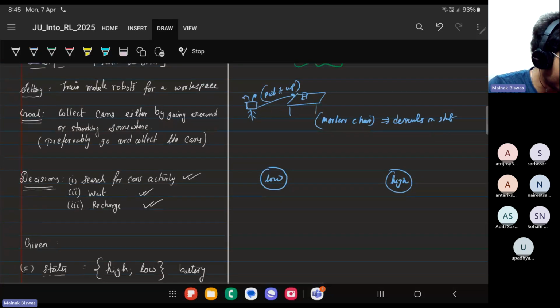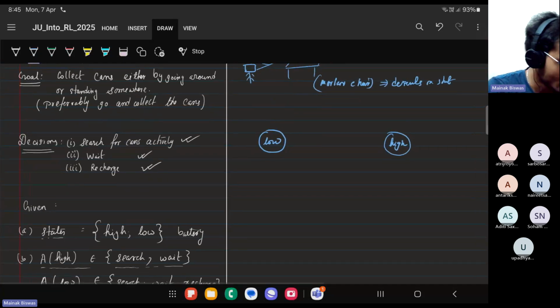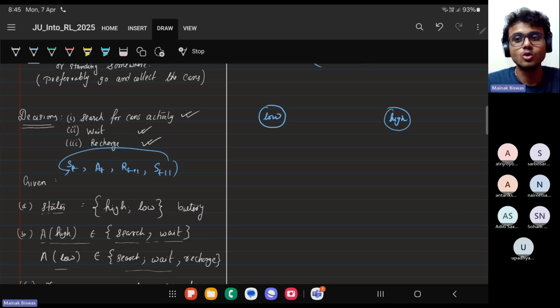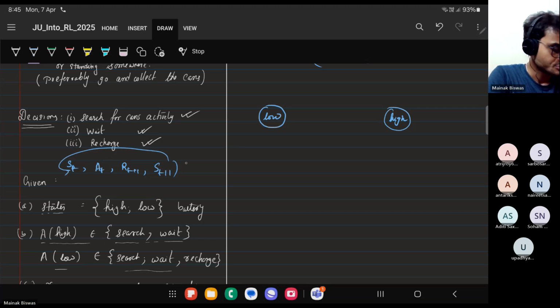So now they say that there are a few actions that you can select from. So remember again the sequence of events: S_t, A_t, R_{t+1} and S_{t+1}. So this is a loop and you loop back. This is an RL loop, right? So let's try to understand.